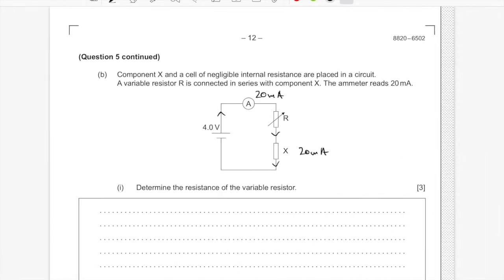So if we have 4 volts in total available and 2.3 is across X, then we know 1.7 volts has to be across R. They're in series, voltages add up in series, so we have 1.7 volts across R, and we can now work out the resistance because we know the voltage and the current. Resistance is per definition the ratio of the applied voltage to the current flowing, and we get around 85 ohms.